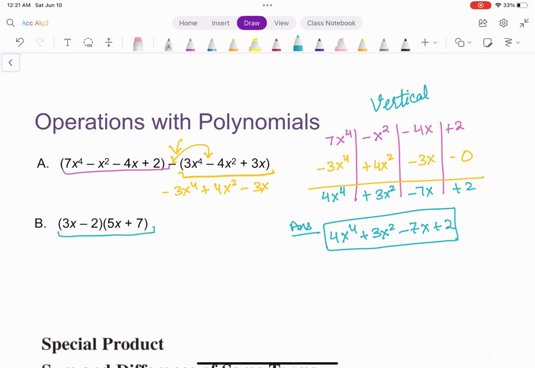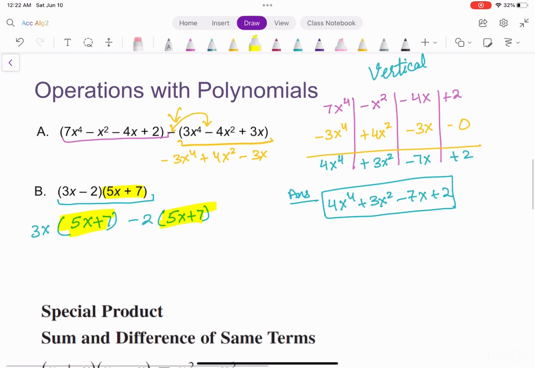Now, the second one, we are trying to find the product. So we can use distribution. So I will write 3x first and the second term. The second term is 5x plus 7. So let's write it down. And then minus 2, followed by the second term again. Now distribute, or multiply, 3x with 5x and 3x with 7.